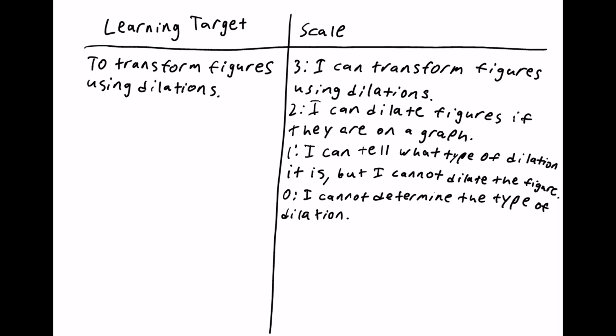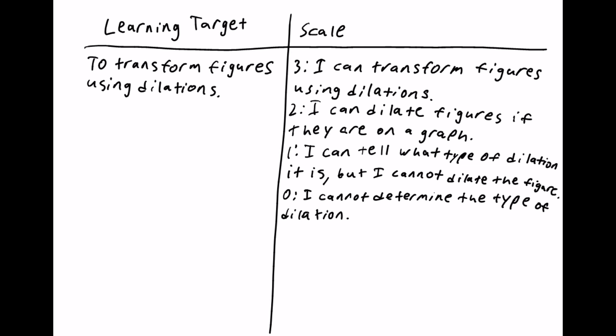The learning target for today is to transform figures using dilations. I know it's been a while since we've done transformations, but now we're going to use another form of transformation. The difference is the three we learned before, translations, reflections, and rotations, were all rigid motions. They don't change the size or shape. Dilations change the size of the figure.